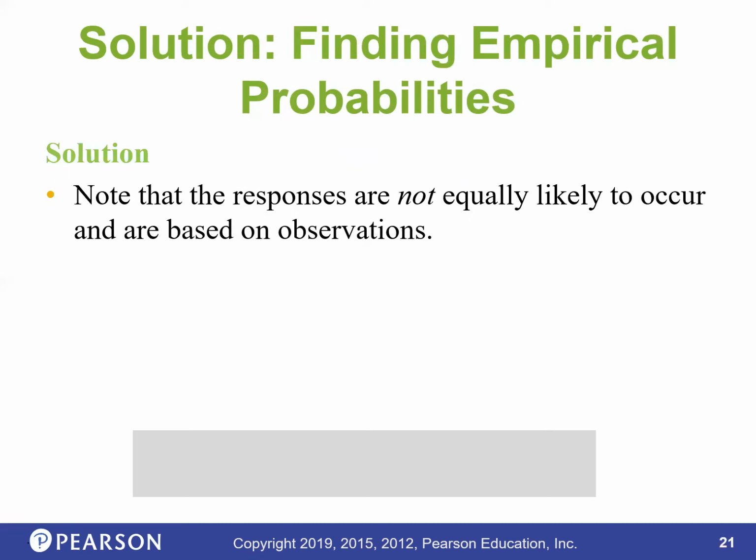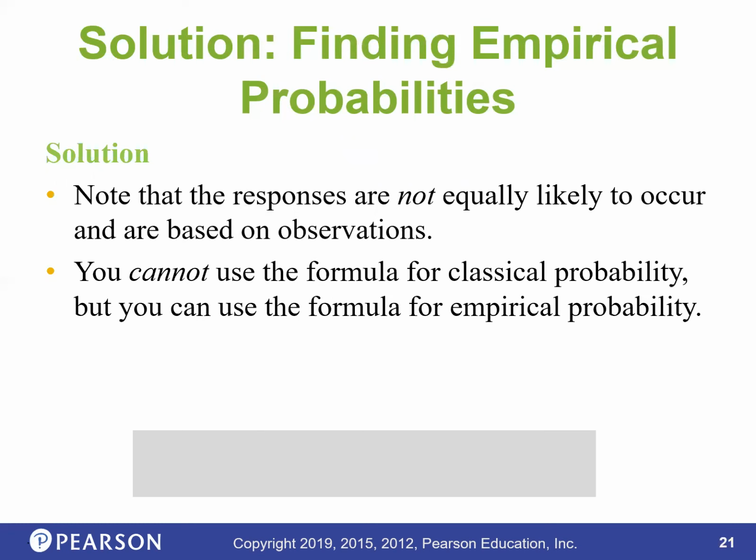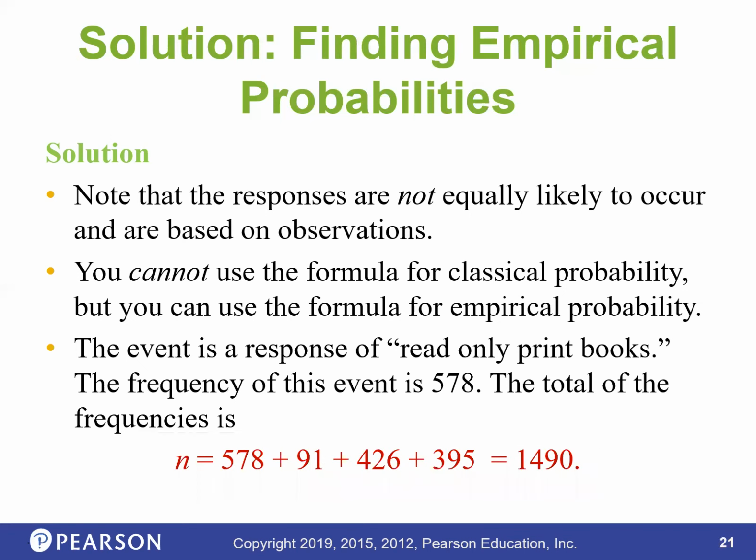All right, the responses are not equally likely to occur, right? Not like rolling a dice. This is not the same as rolling a dice. You actually cannot use a classical probability formula here. It doesn't work because each time the survey is done, it will be slightly different, and it's not the same likelihood to occur. So if you want to count up all the n's, even though we already said it, we have 1,490 people surveyed. We're good.